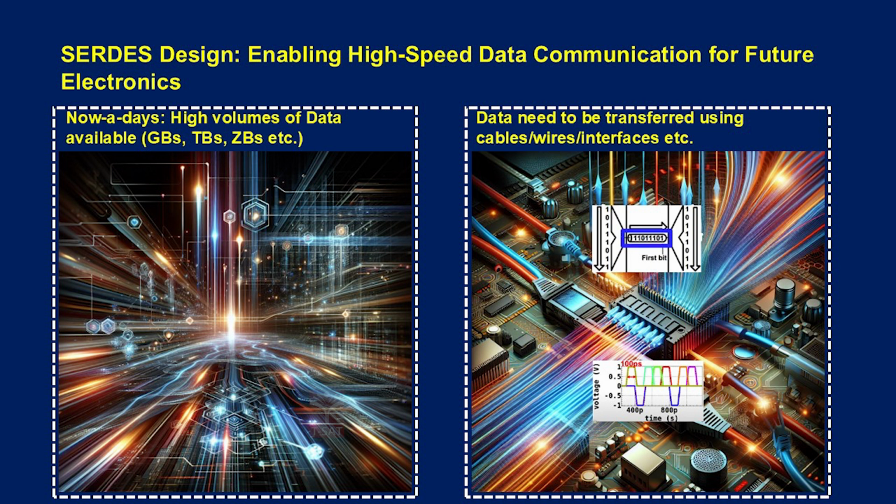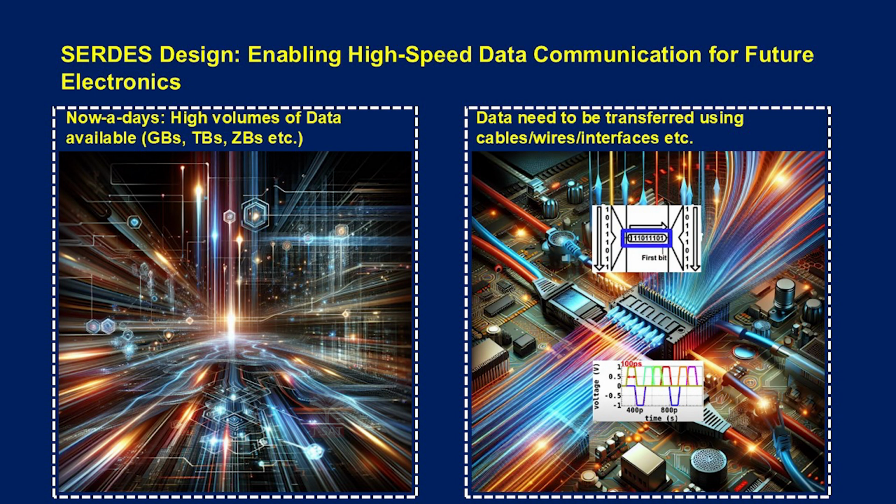Now we have data. Right now we talk about our disk, I mean the memory of our devices. When we talk about our mobile phones, we have gigabytes of memory, and that is going from gigabytes to terabytes and then to zettabytes. So now we have huge volumes of data. We have data available across multiple places, and we need to transfer it using cables, wires, and interfaces.